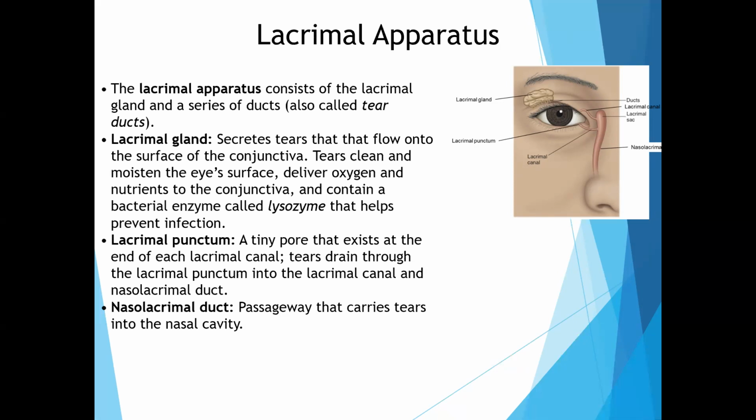The lacrimal apparatus also consists of the lacrimal punctum, which is a super tiny pore at the end of the lacrimal canal itself. That is how our tears actually drain. We also have the nasolacrimal duct, which helps drain our tears into our nasal cavity. If you ever notice the people who are what they call ugly criers, where they get all sad and sob and their nose gets all runny, that's because of the lacrimal punctum and the nasolacrimal duct draining into our nose.